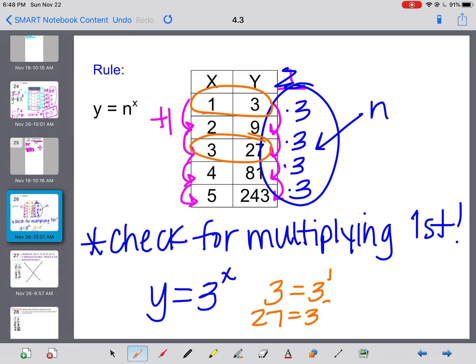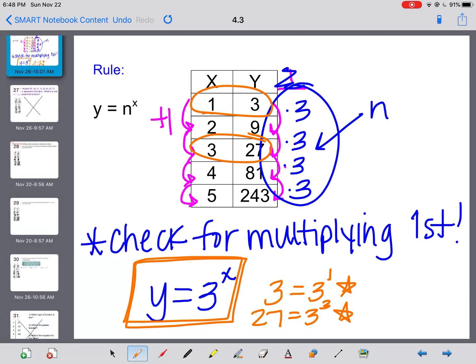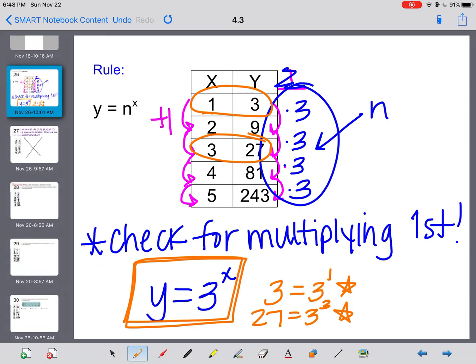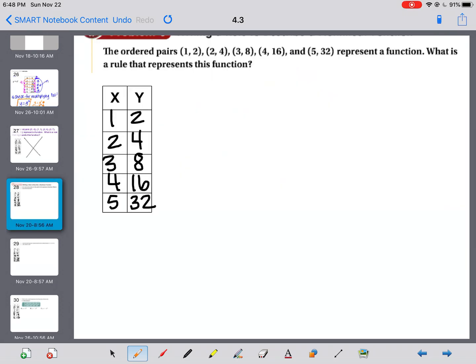So if I take my first set, y is 3. That should equal 3 to the first power. That it does. Okay, if I try this third one, 27 should equal 3 to the third power. That it does. So all I have to have for my function rule is y equals 3 to the x power. Okay, those are the 4 different function rules that you're going to need.